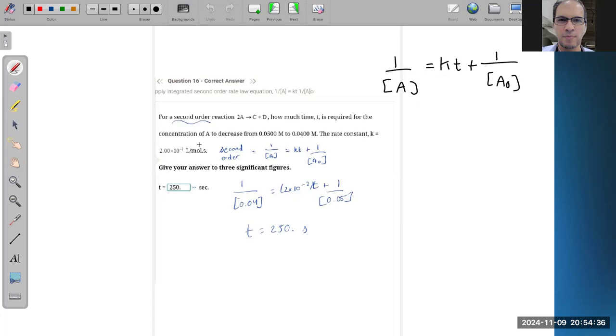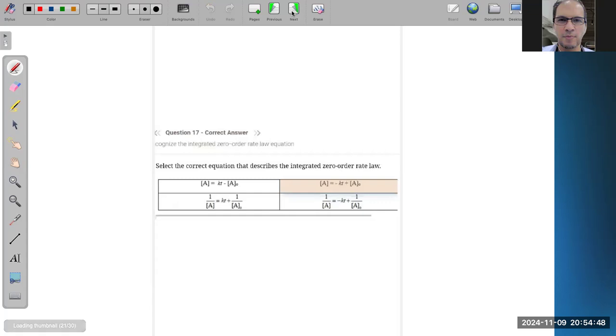Then I have what? I need the concentration of A. The k is equal to, give your answers. How much time? He needs the time. So he's giving me A and A0 and the k and needs the time. Select the correct equation describing the integrated zero order. A equals negative k t plus A initial.